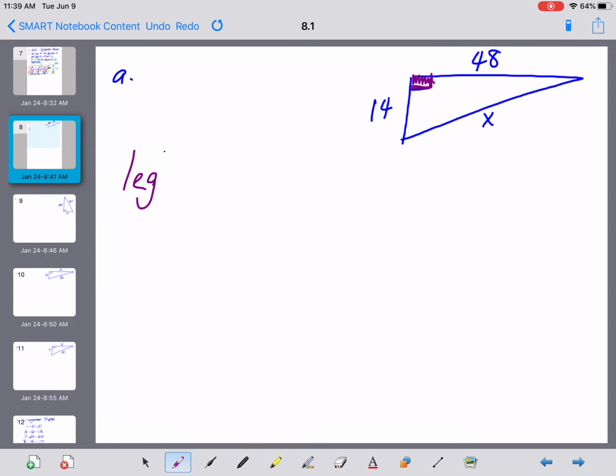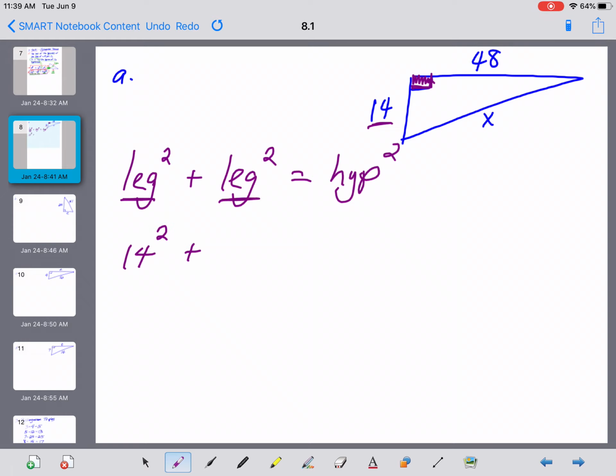I always like to begin here by writing leg squared plus leg squared is equal to hypotenuse squared. And now we fill in what we know. So just ask yourself, how long is one of my legs? Well, here's the right angle, so 14 is one of the two legs here. So okay, 14 squared plus.